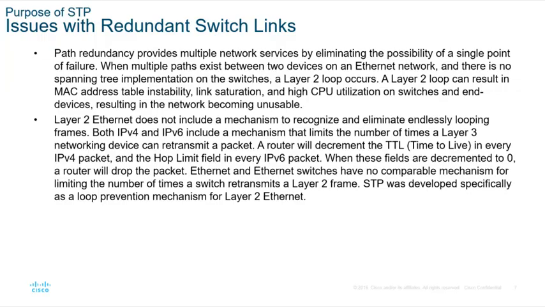A layer 2 loop can result in MAC address table instability, then link saturation, then high CPU. I talked about high CPU utilization because those many messages sent have to be processed, meaning that those messages are going to occupy the CPU and keep it busy all the time. And end devices do the same, resulting in the network becoming unstable.